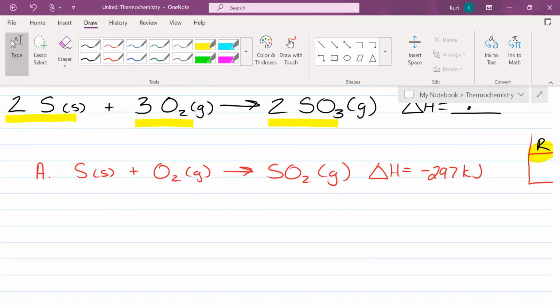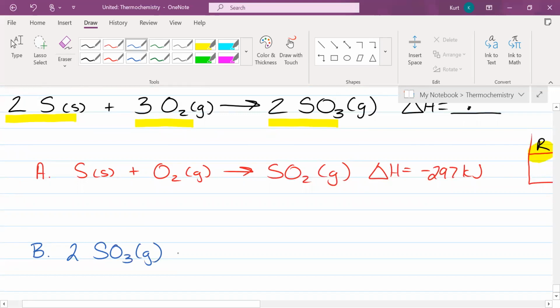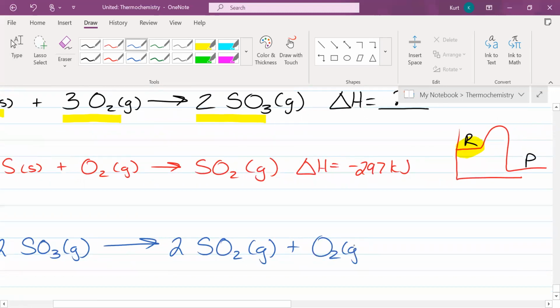Okay, now, the other equation we will call B, and you will be given this. We have 2 moles of sulfur trioxide reacting with 2 moles of sulfur dioxide, reacts to form sulfur dioxide and 1 mole of oxygen gas. The change in enthalpy in this equation is 198 kilojoules.